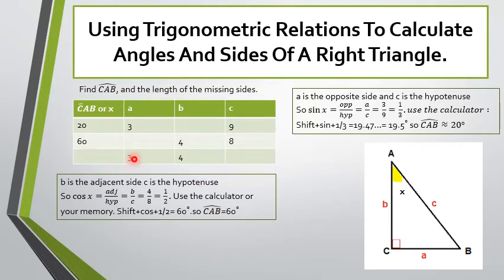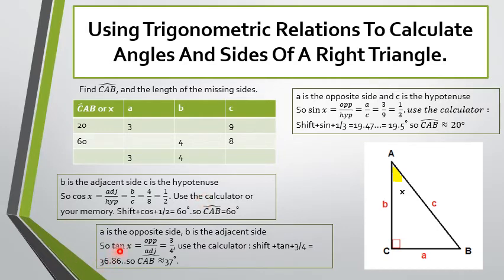In the third example, the sides a and b are given. So a and b are the opposite and the adjacent sides to x. So the most proper rule to use is the tangent. So tangent x is equal to opposite over adjacent, which is equal to 3/4. Use the calculator, shift plus tangent plus 3/4, and you will get 36.86. By rounding it, angle CAB will be approximately 37 degrees. And we have filled our table for the measure of the angle CAB.